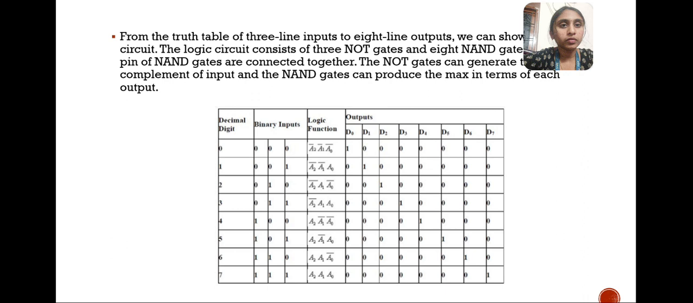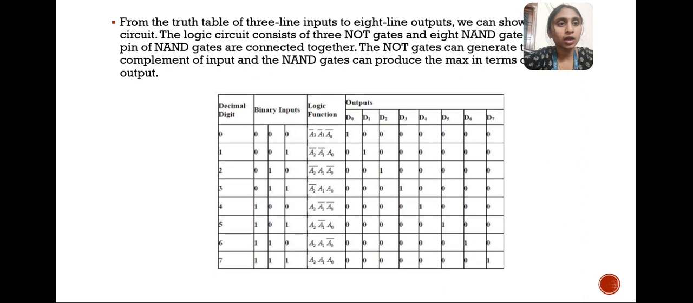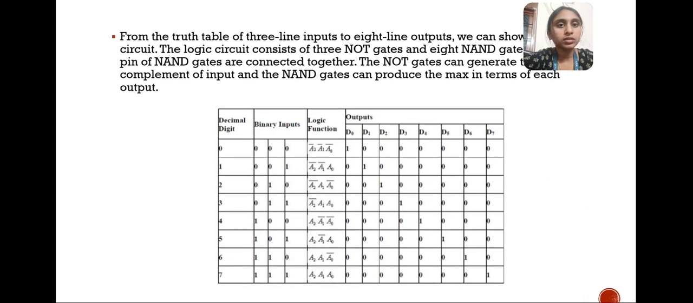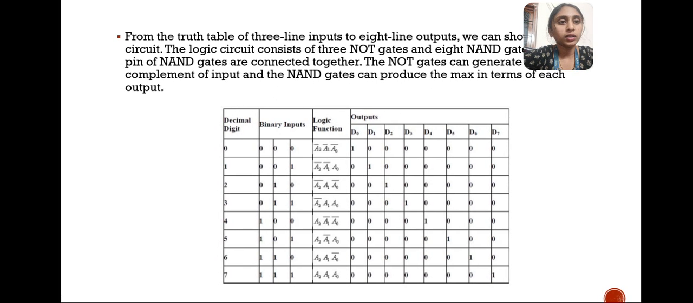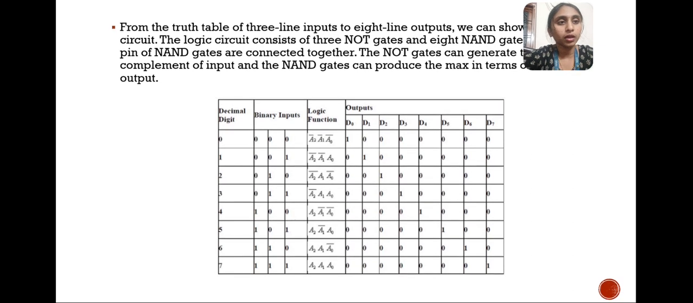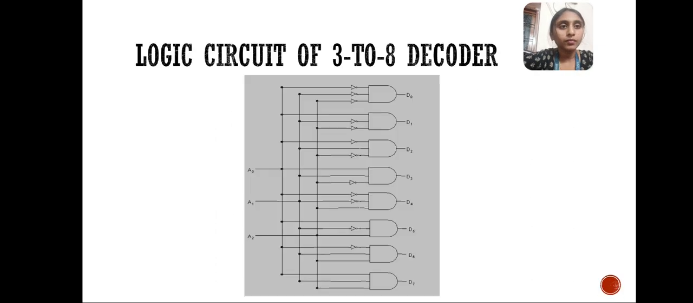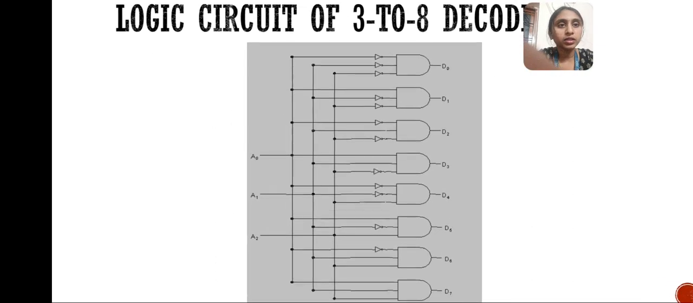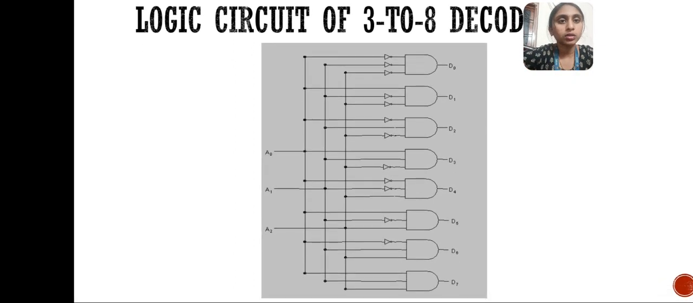From the truth table of 3 lines input to 8 lines output, we can see that the logical circuit consists of 3 NOT gates and 8 NAND gates. The pins of the NAND gates are connected together. The NOT gates generate the complement of the inputs, and the NAND gates produce the maxterms of each of the outputs. And here we have the 3 to 8 logical circuit decoder.